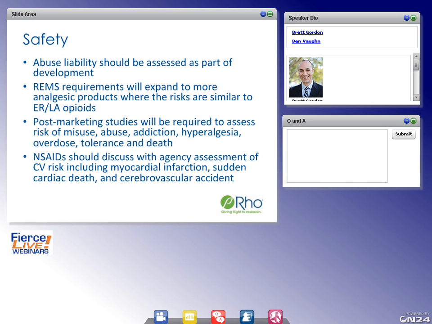And I'm going to go back to Brett for some trial considerations. Okay, so as Ben noted, I'm going to address some additional trial considerations.